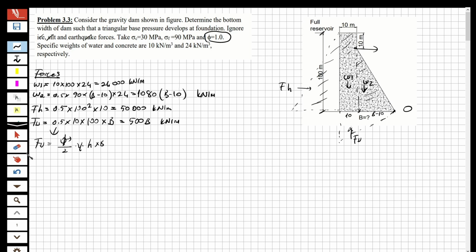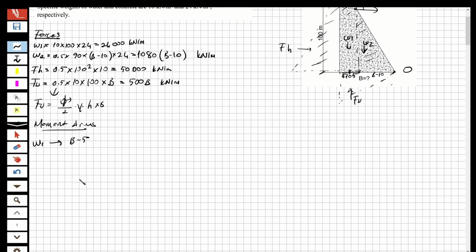Let's specify the moment arms, and then we're going to calculate the moments. For the moment arms, for W1, the moment arm is going to be the midpoint of this block, which is 5. Okay, 5 from here, 5 from here. So if this whole length is B, the moment arm with respect to point O is going to be B minus 5, right? B minus 5. I guess you understand how I'm calculating that.